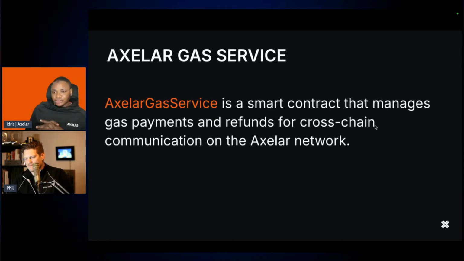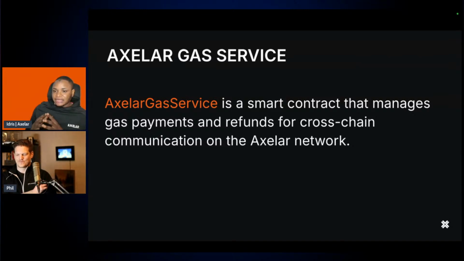First, we have something called the gas service. Gas service is a smart contract that manages payments and also refunds for cross-chain communication on the Axelar network. What do I mean here? It allows any application to prepare a gas fee on the source chain and increase the gas paid for a transaction. For example, if too much gas is paid for the transaction, it can calculate and refund the excess back to the sender.